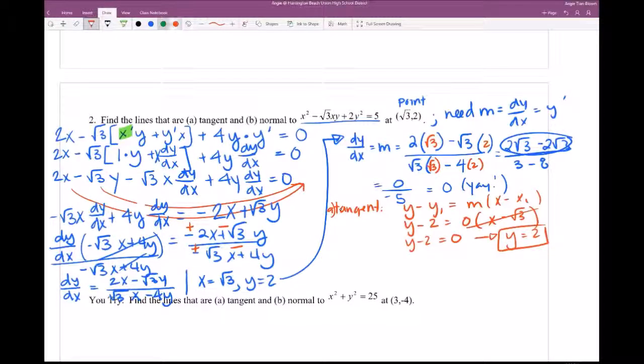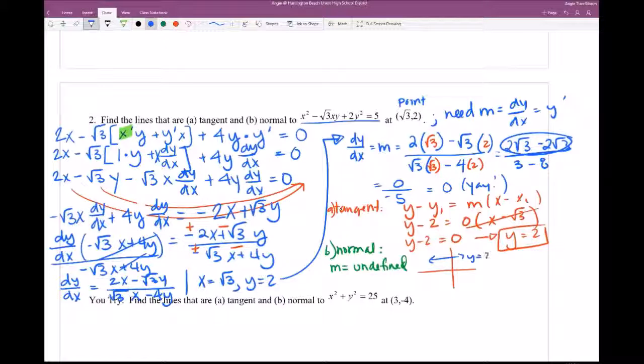Now, part B says normal, okay? Normal means the slope is opposite and reciprocal. The reciprocal of 0 is undefined. Okay, so I'm not going to have a slope. But when you have a tangent line of y equals 2, it looks like this. This is what y equals 2 looks like.